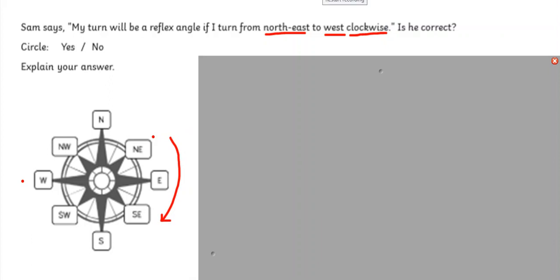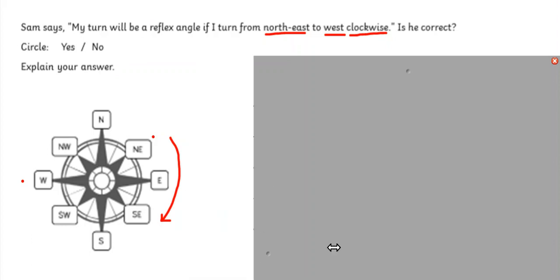So he wants to know if it is going to be a reflex angle. So let's just remind ourselves, a reflex angle is larger than 180 degrees, but smaller than 360 degrees, okay? So you've got to pause the video, circle yes or no, and explain your answer. Pause the video now and have a go.